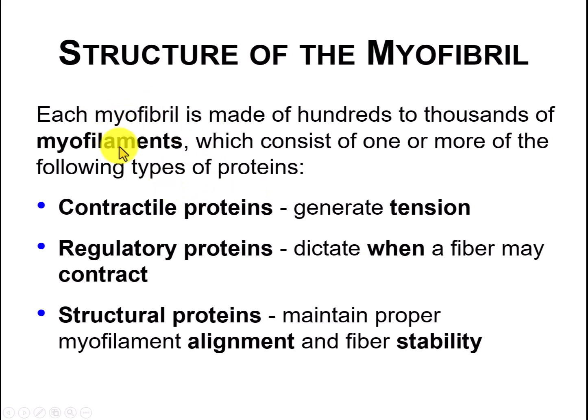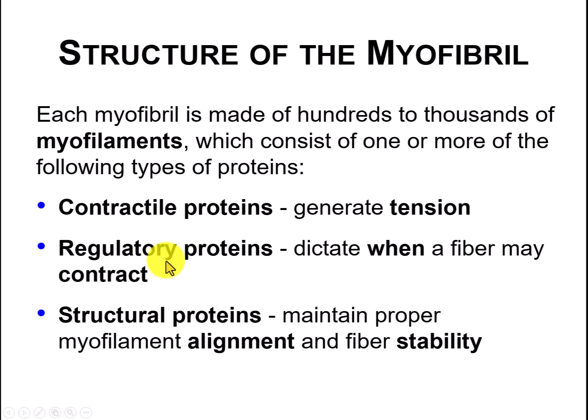So each of our myofibrils is made up of hundreds of thousands of myofilaments. The two main myofilaments are actin and myosin. But we have other types of proteins also contained within the myofibrils. The actin and myosin are our contractile proteins. They generate the tension. We have regulatory proteins. The two big regulatory proteins are tropomyosin and troponin, and they dictate when a fiber may contract.